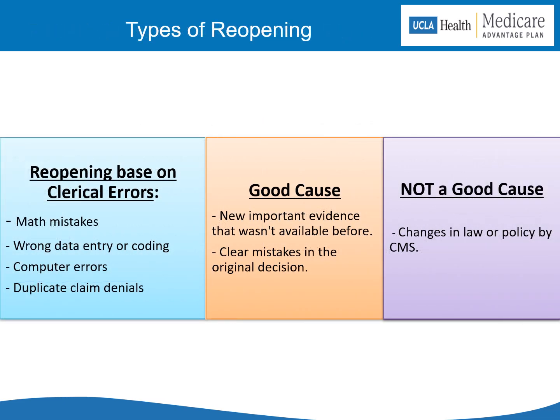Types of reopening. Cases can be reopened for clerical errors, good cause, or fraud. I've listed 3 different types here. The reopening based on clerical errors, for example, would be wrong data entry, math mistakes, or duplicate claim denials. For a good cause, it would be a clear mistake in the original decision. And lastly, it would not be a good cause for changes in law or policy by CMS.